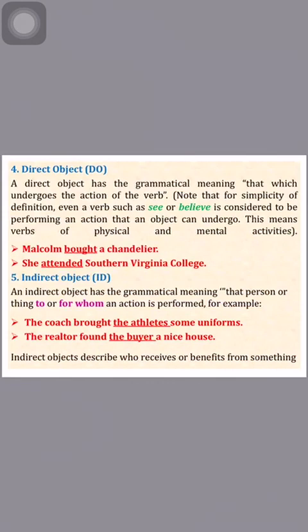Number 5, we have the indirect object, ID. An indirect object has the grammatical meaning of the person or thing to or for whom an action is performed. To whom is this action performed? Who or what will get the benefit of the action performed by the verb? Who will receive the action? Who will get the benefit of this action? Okay.